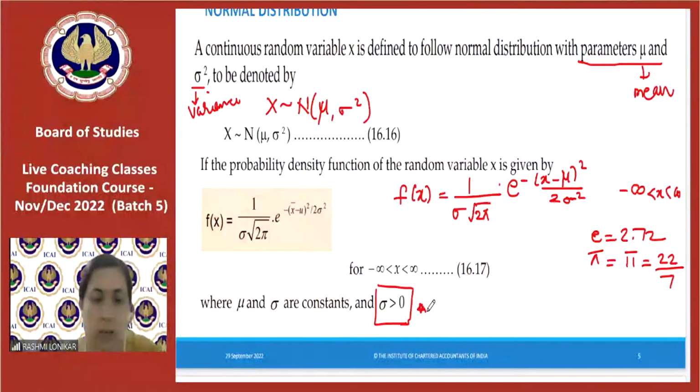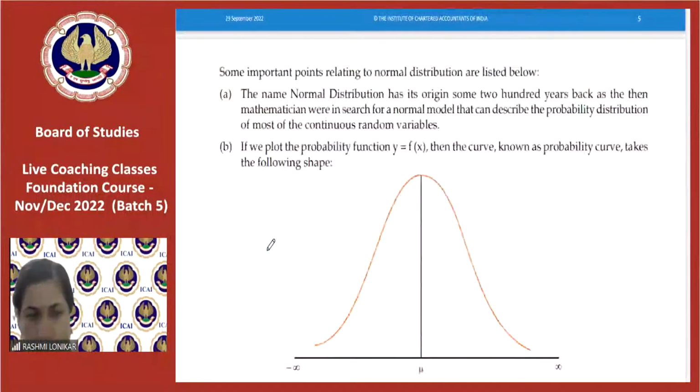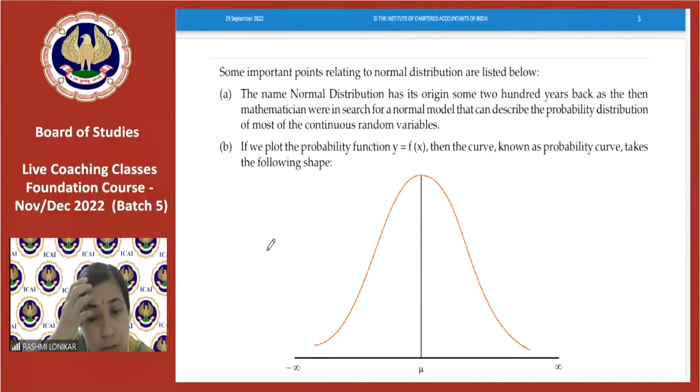So here we are talking about normal distribution for a random variable with parameters mu and sigma square. And here f of x is equal to 1 upon sigma under root of 2 pi into e raised to minus x minus mu whole square upon 2 sigma square. Okay, some important points relating to normal distribution are given there.